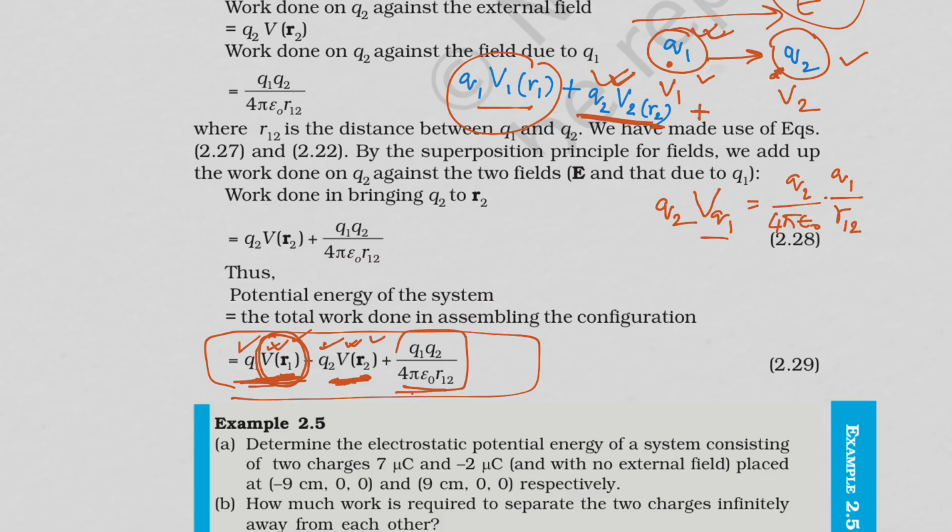And this one is what we talked here, that because of the presence of charge Q1, Q2 will face another amount of work done, and that work done will be stored as potential energy, so extra. And that is Q1 Q2 upon 4 pi epsilon naught R12. R12 is nothing but the distance between these two charges. Okay. So that is the total work done and also the total potential energy.